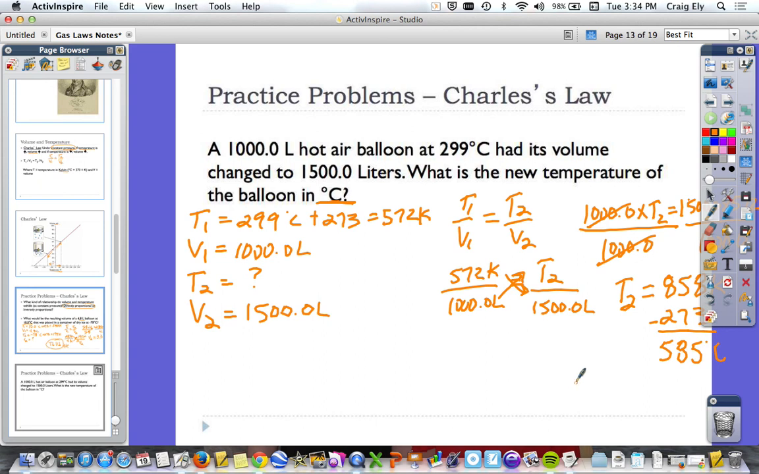Okay, so Charles' law is how temperature and volume are related to each other, a direct relationship.